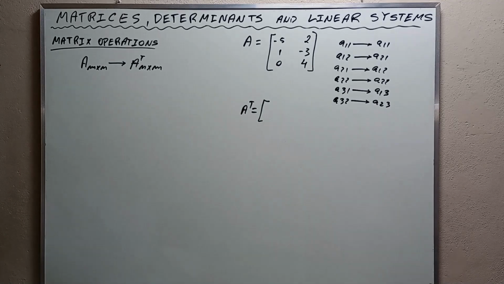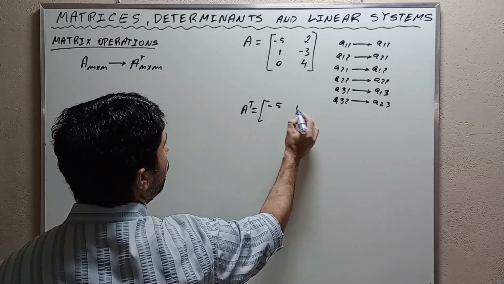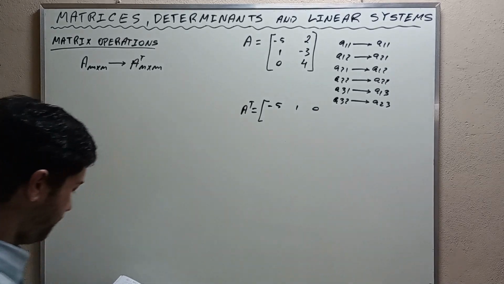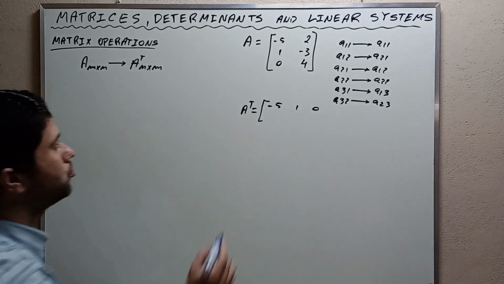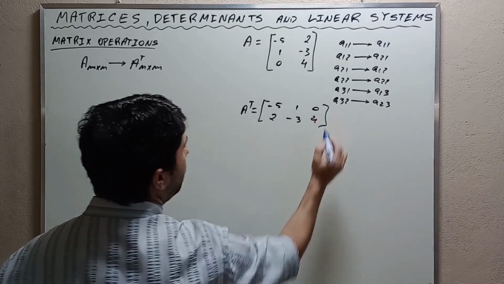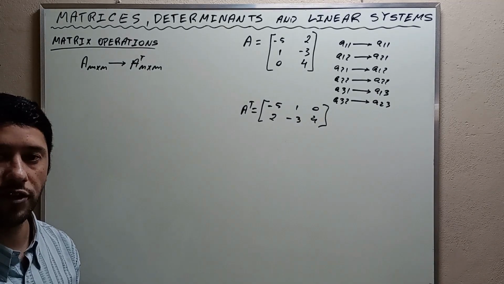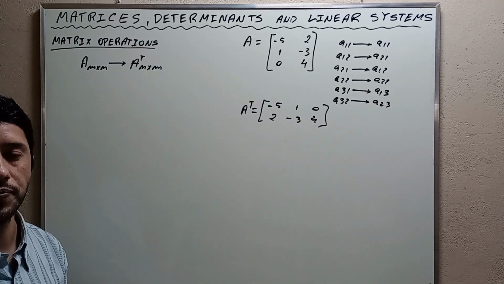In this manner, the transpose of A is -5, 1, and 0 to -3 and 4. Okay? This is how we convert one matrix into its transpose. Now let's see the inverse of a matrix.